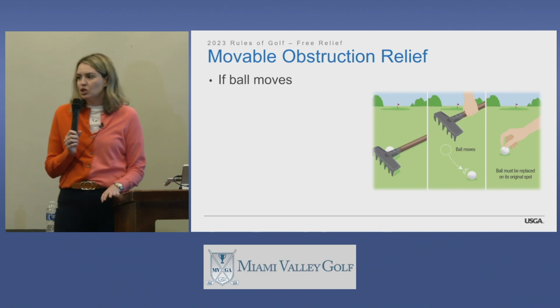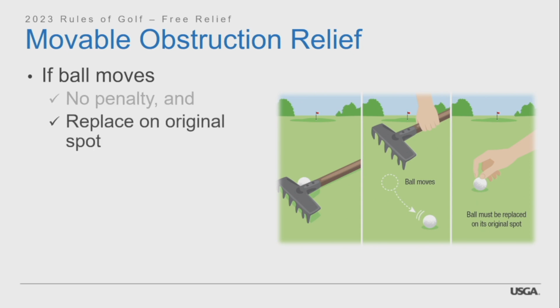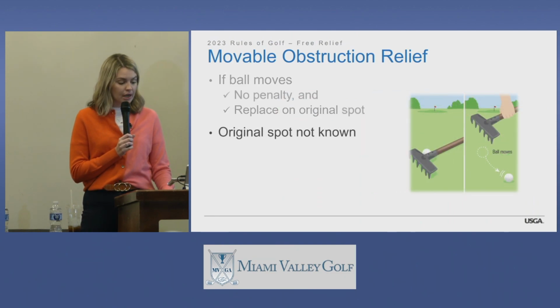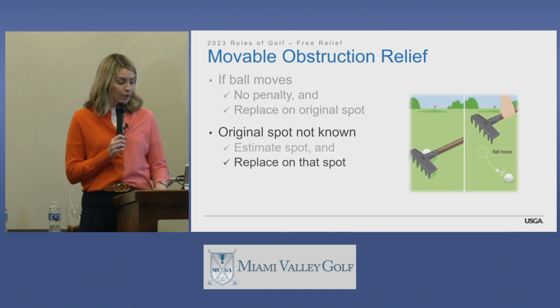So what happens though if that ball moves? We don't have any penalty, and we are going to go ahead and replace the ball on that estimated spot. And if we don't know the original spot, the rules are going to say, just estimate it and let's replace it there.